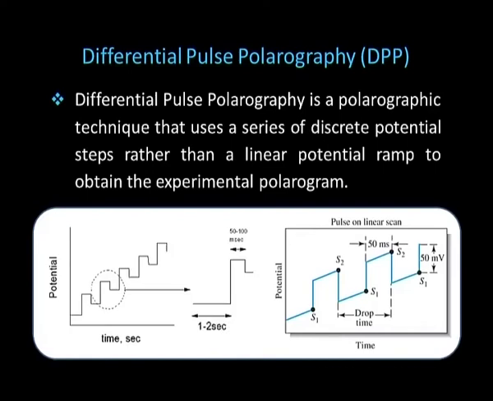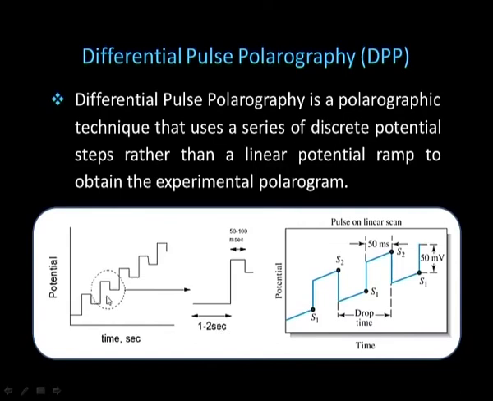Here, differential pulse polarography is a technique which uses a series of discrete potential steps rather than a linear potential ramp to obtain the experimental polarogram. So, here you can see what we are doing. Here we are plotting potential with respect to time. At each drop we are applying a pulse, but we are not coming back to 0, and you can see here a linear ramp is superimposed with pulses.